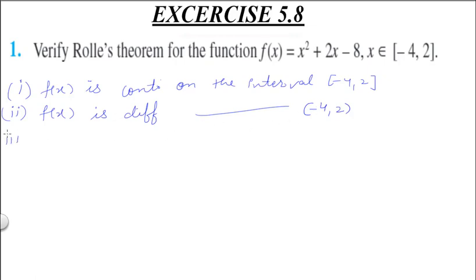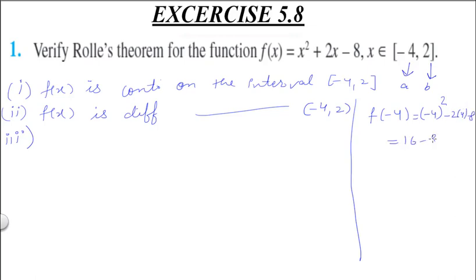The third condition is we have to check whether f of b and f of a are equal. Now this is a, this is b. So let us first calculate that. We'll do that in rough. Just to see, f of minus 4 will be minus 4 whole square minus 2 into 4 minus 8. So we get 16 minus 8 minus 8 and the answer is 0.